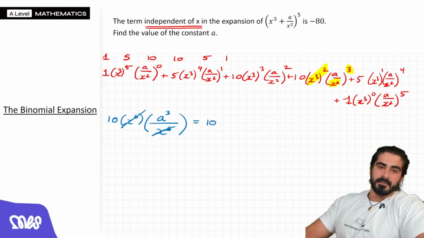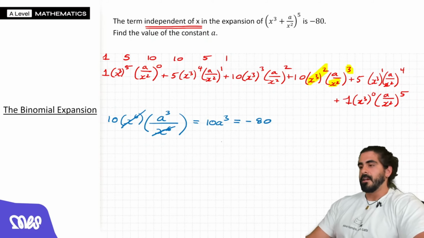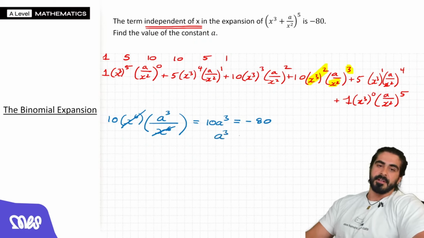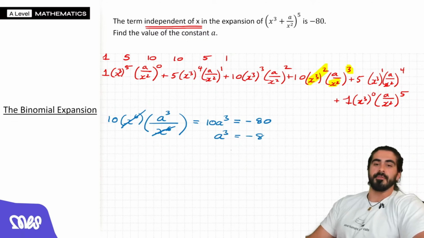So it's 10a cubed. Now, what did we say? We said the term independent of x in this expansion is minus 80. We're saying this value here is minus 80. Now, we all know how to rearrange, I hope. Yeah? We're going to divide by 10 on both sides. A cubed equals minus 80 divided by 10, which is minus 8. And then we cube root both sides. The cube root of minus 8, we don't need a calculator for this, right? So we cube root that, we get minus 2.